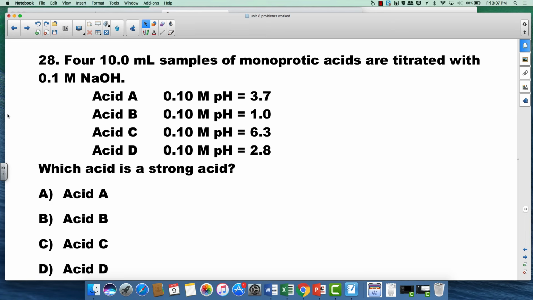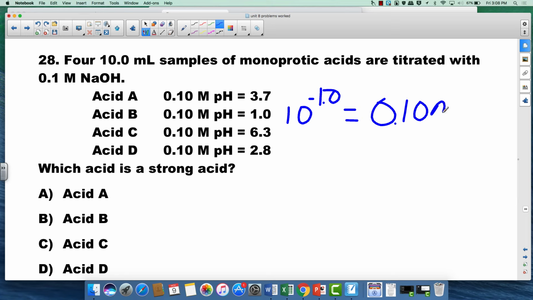Question 28, same data set. The strong acid is the one that totally ionizes. In other words, for a strong acid, the hydrogen ion concentration or the acid concentration is going to be 10 to the negative pH value. And 10 to the negative 1.0 power is equal to 0.1 molar. So only acid B matches up like that. The other ones have to be weak.